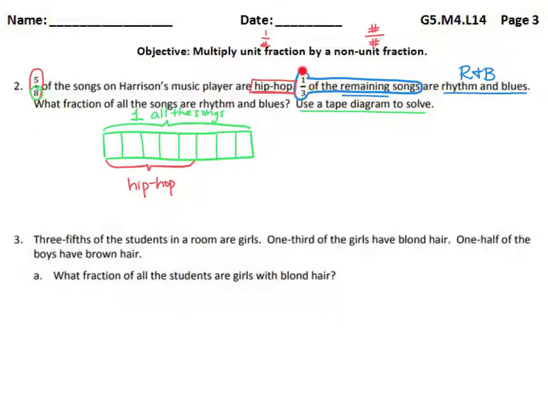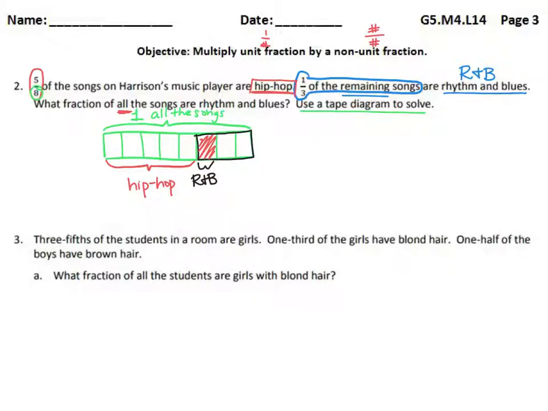And 1/3 of the remaining. So this is what's remaining. Remaining is 3/8, and 1/3 of those are rhythm and blues. What fraction of all of the songs? I want everybody to underline all. What fraction of all of the songs are rhythm and blues?